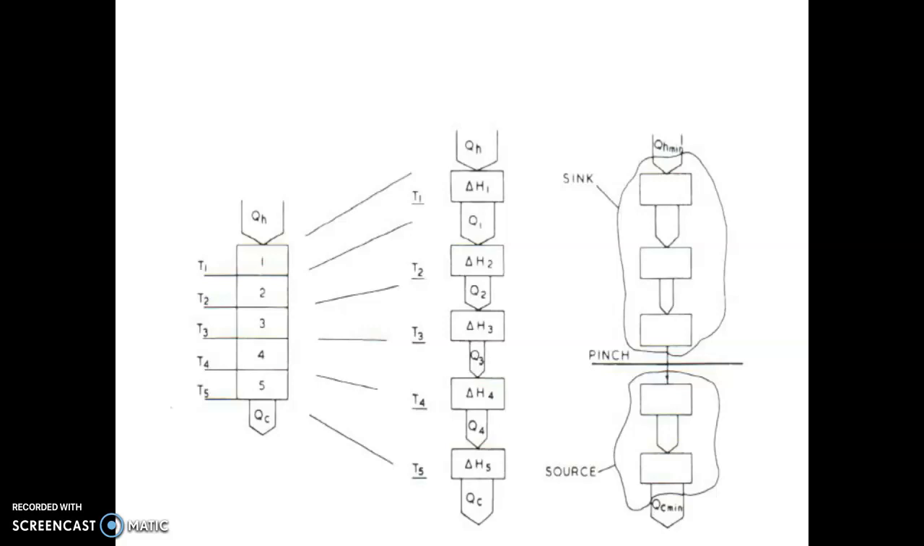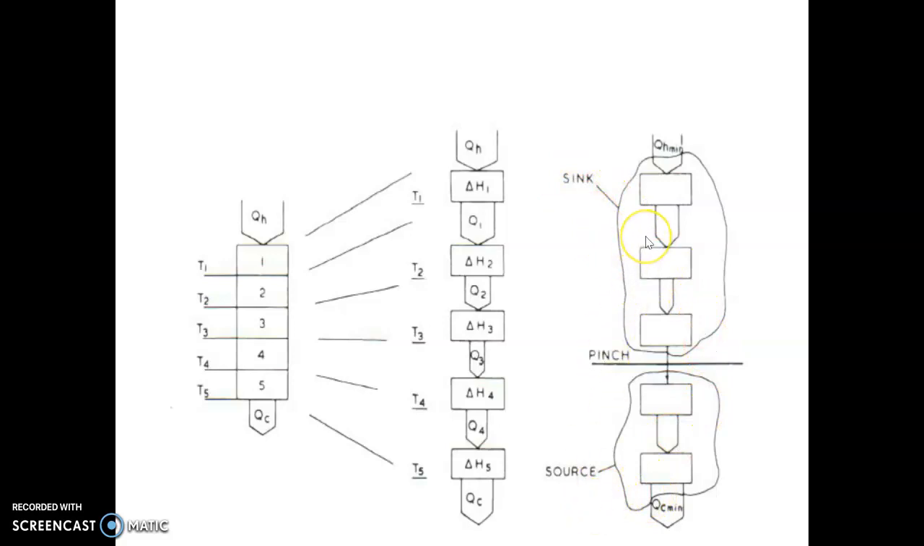If you look at this, for every interval there is a transfer of energy. So from QH to Q1 there is a transfer of energy of the amount delta H1, Q1 to Q2 there is delta H2, and likewise, from QH to QC at every interval we pass on some amount of energy. None of these energy transfer values is negative, and the point where the energy value is zero is termed the pinch point. Anything above the pinch point in terms of temperature is the above pinch region, and anything below is called the below pinch region. Above pinch is known as sink and below pinch is source.